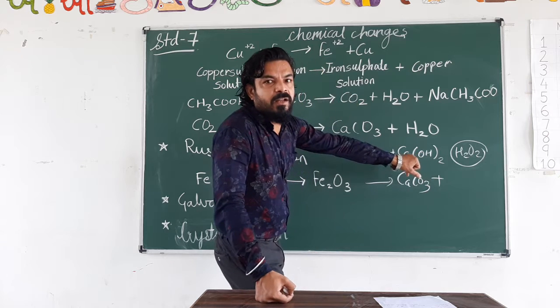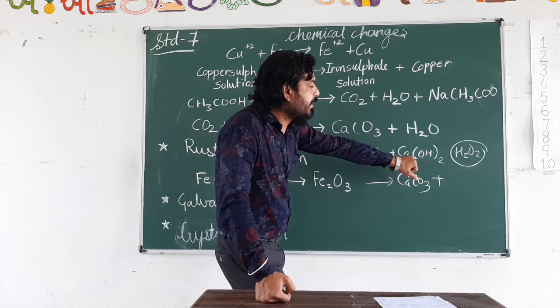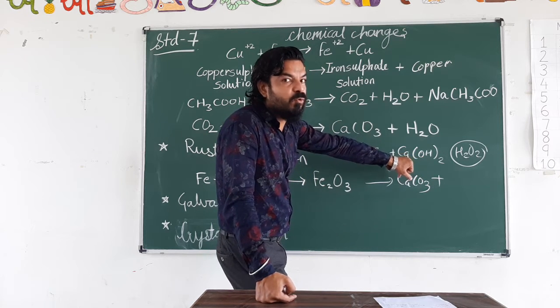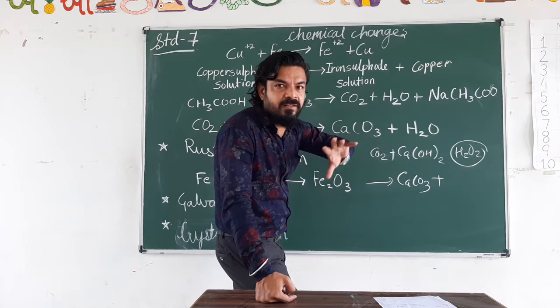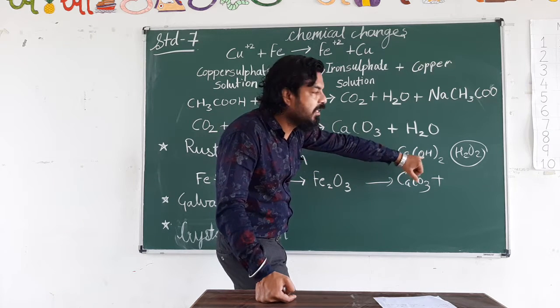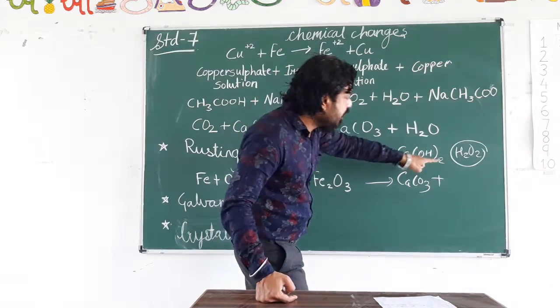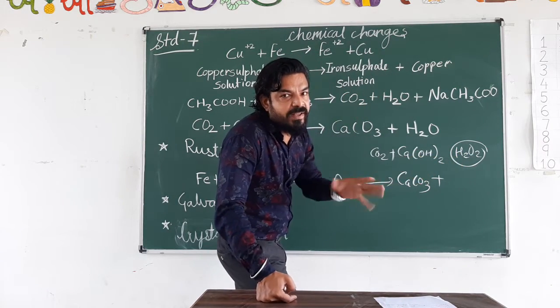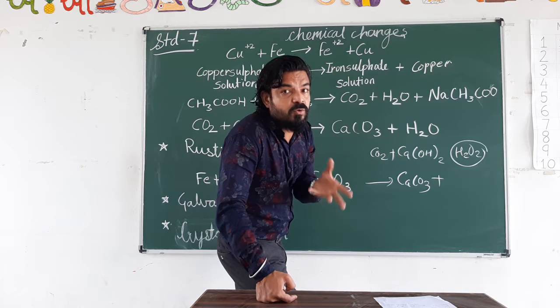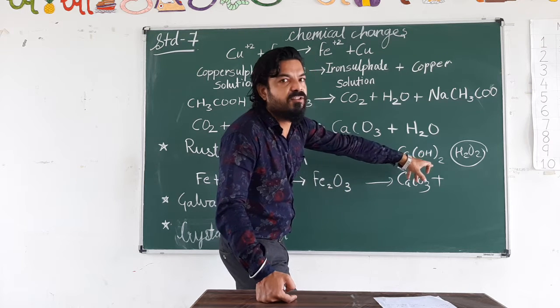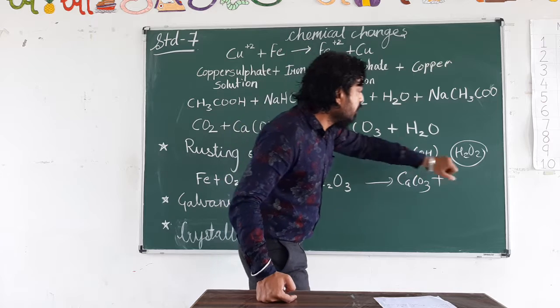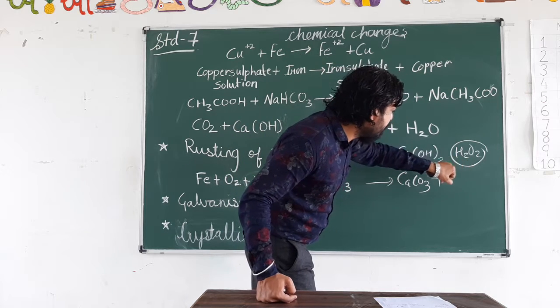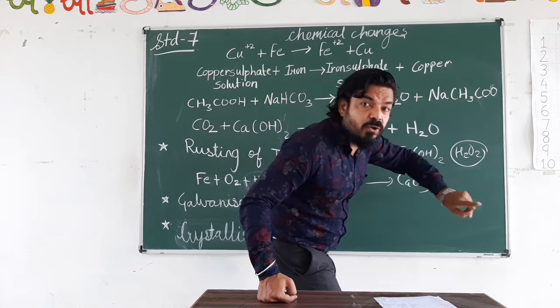But as per the rules of the chemical names, we have a rule for how to write the chemical name. So we cannot write it this way. We have to write it this way to equalize the two molecules, two moles, where we have hydrogen and oxygen. Is it? So here hydrogen is 2, oxygen is also 2.